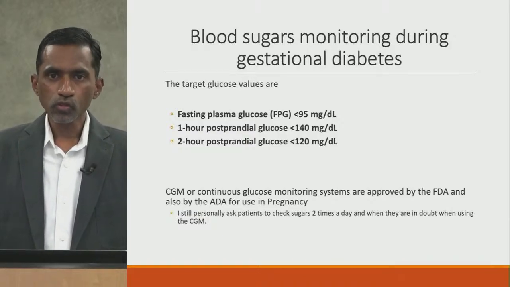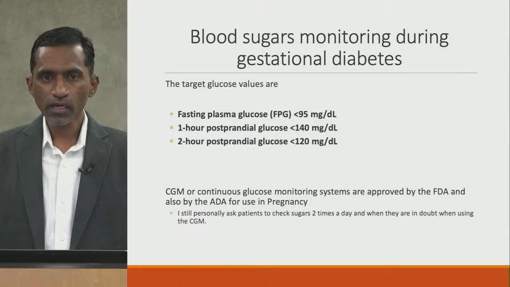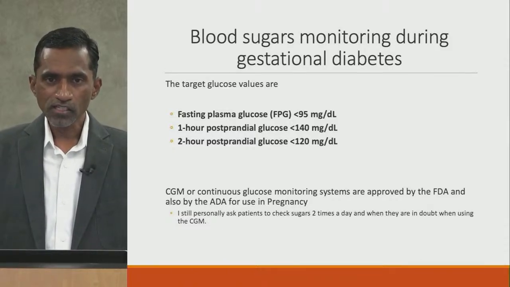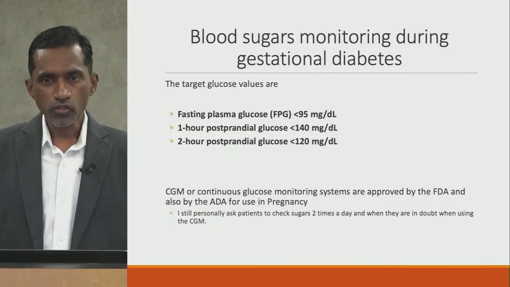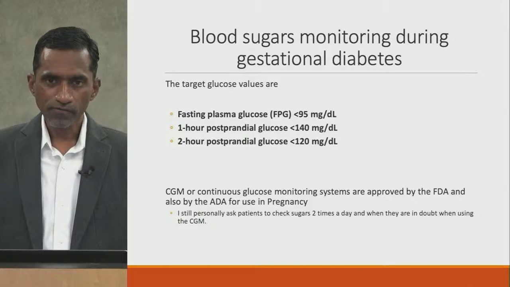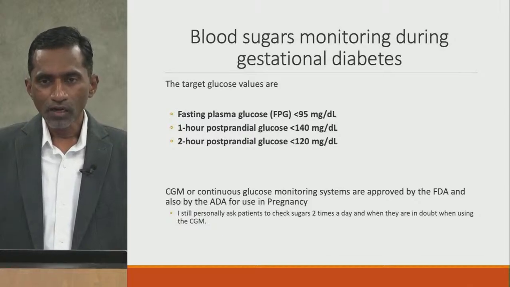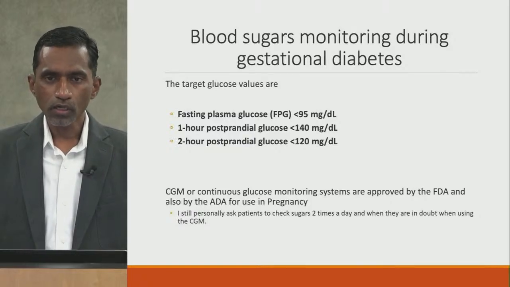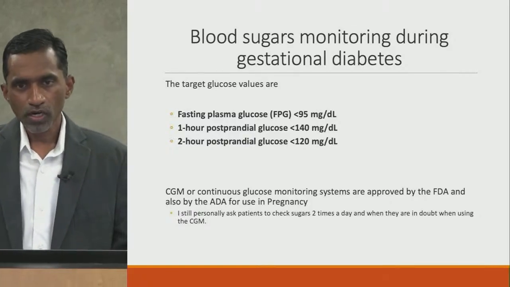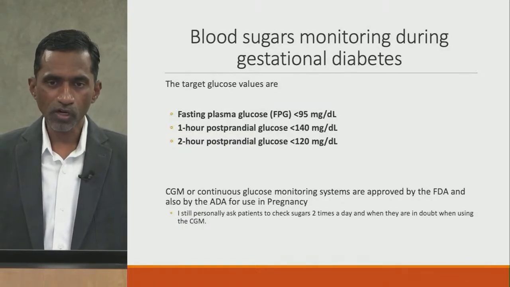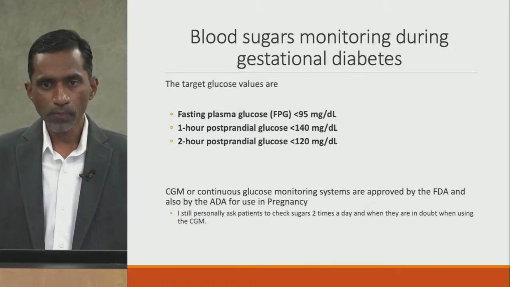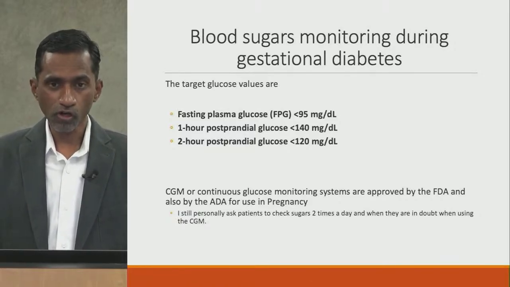So with respect to the blood sugar monitoring during gestational diabetes, what are the target values? The fasting plasma glucose should be less than 95, the 1 hour after meal less than 140, 2 hours less than 120. So we only want patients to check 4 times a day, which is the fasting and 1 hour after eating. We don't usually recommend 2 hours because the majority of the times 1 hour is the important thing, and if the 1 hour sugars are high, then we'll have to look at what we need to do, maybe prescribe insulin, things like that for those meals.